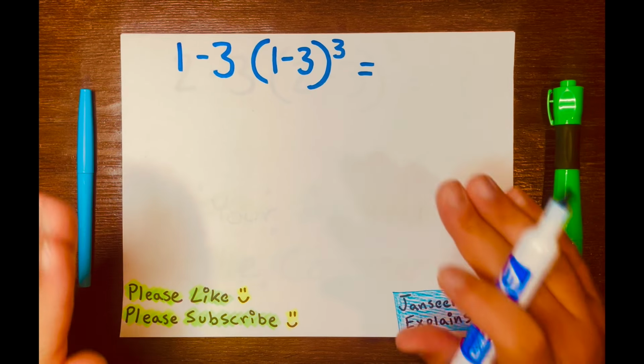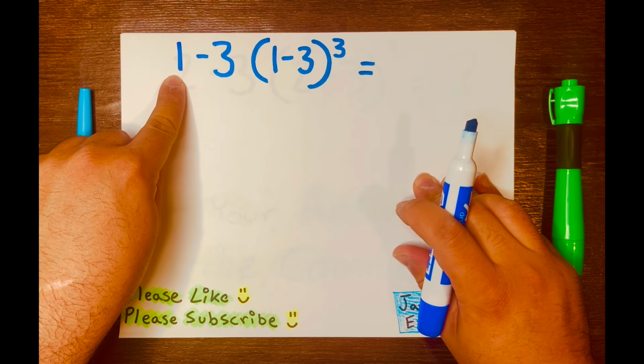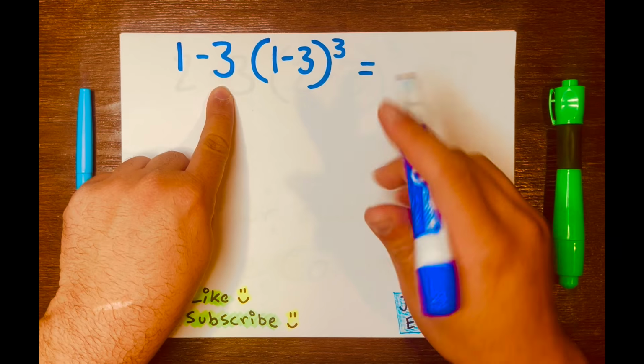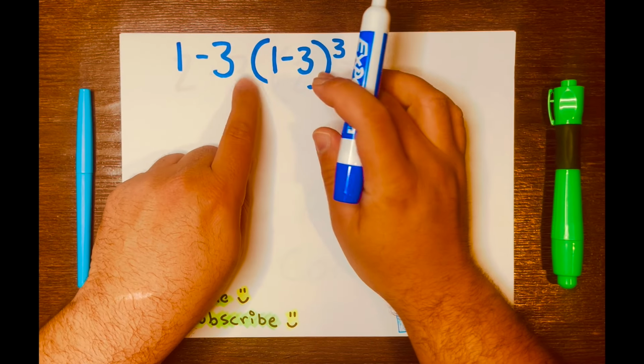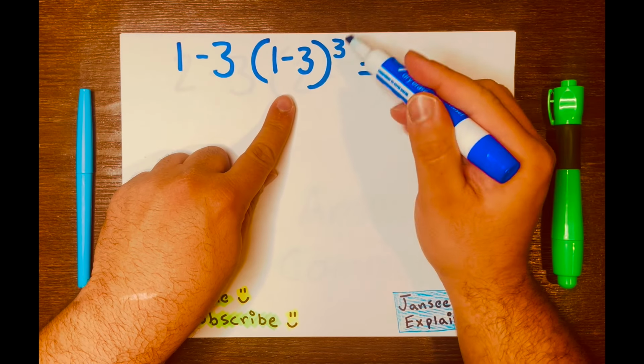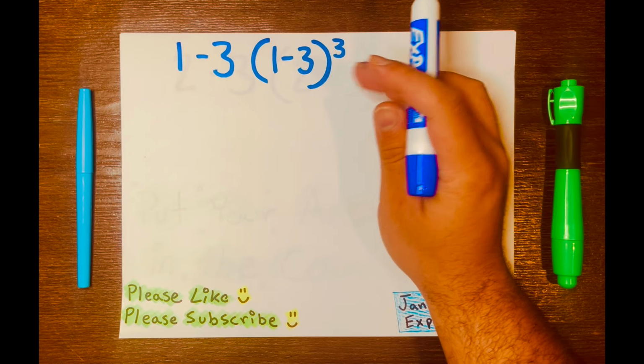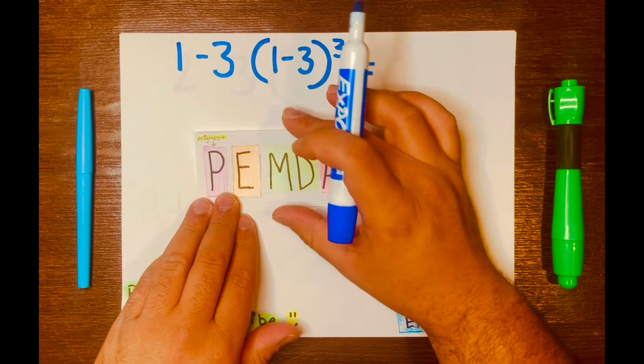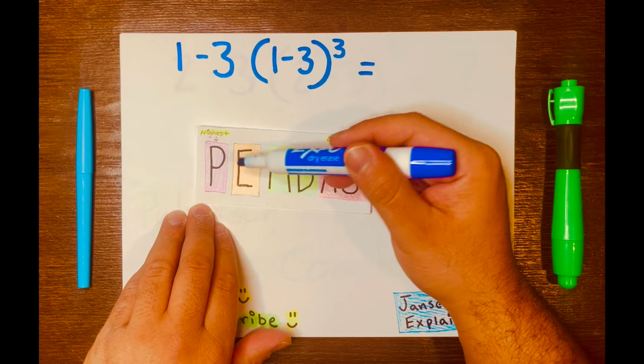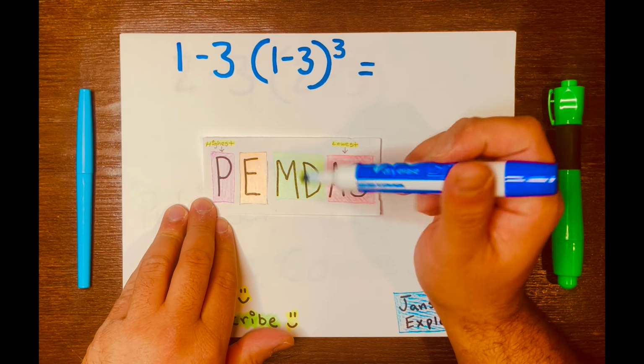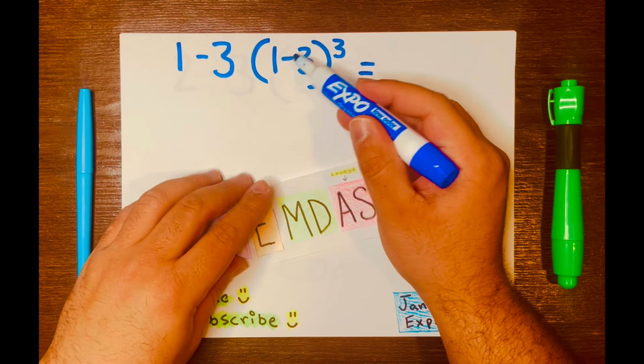Hi everyone, by the end of this video, you'll be able to solve 1 minus 3, and then you have 1 minus 3 inside these parentheses with an exponent of 3. And to solve this problem, we're going to need the help of PEMDAS, and PEMDAS is telling us that the parentheses will go first. So what is 1 minus 3?